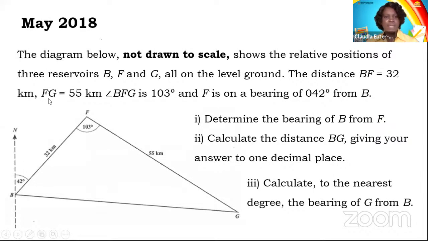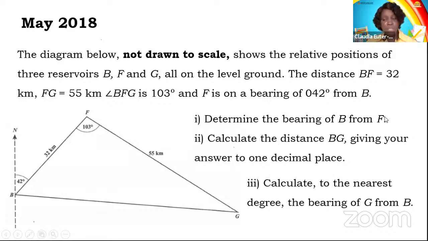It says, a diagram below, and remember, it's not drawn to scale, shows the relative positions of 3 reservoirs, B, F, and G, all on level ground. The distance BF equals 32 kilometers, and it is inserted here from B to F. On the diagram, F to G is 55 kilometers, and angle BFG is 103 degrees, and F is on a bearing of 042 degrees from B. So here you are asked the first question, to find the bearing.